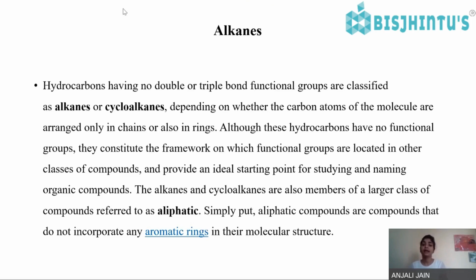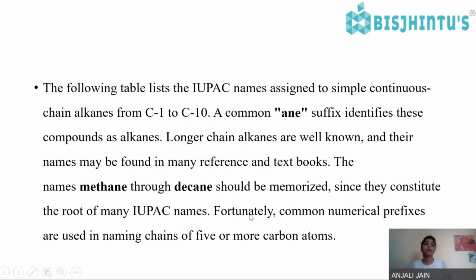So aliphatic and aromatic are two different things. Aromatic compounds have a ring structure, whereas aliphatic are straight chain compounds. And cycloalkanes are those in which a cyclic structure is present with single bonds. Then the following table considers all the basic moieties or basic rings that you have to apply, by looking at the number of carbons present in the chain from carbon 1 to carbon 10.